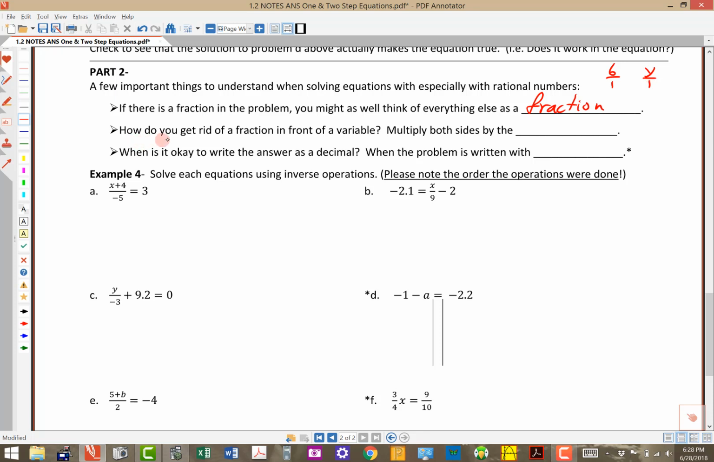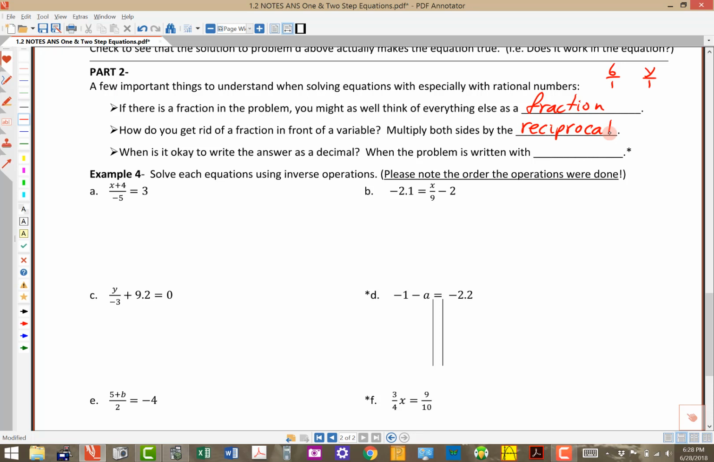And then I'm hoping some people remember this. How do you get rid of a fraction in front of a variable? So when we're solving an equation, a lot of times we're going to have a fraction in front of a variable. Well, in order to get rid of a fraction in front of a variable, we multiply both sides by the reciprocal. And we talked a little bit about that before. We're going to do a bunch of that today.